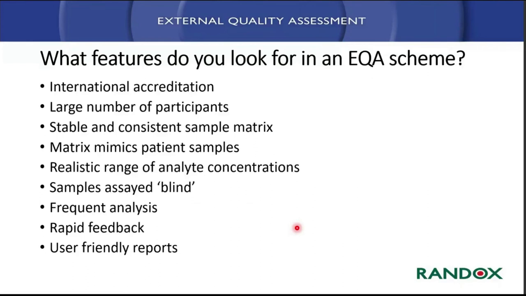You're looking for a stable and consistent matrix. Obviously, we want something which is going to perform just like our patient samples. We want realistic ranges of concentrations. Obviously, the difference between EQA and peer group systems is that with EQA proficiency testing, the samples are assay blind, so you don't know what the values are. Frequent analysis, rapid feedback, and user-friendly reports.